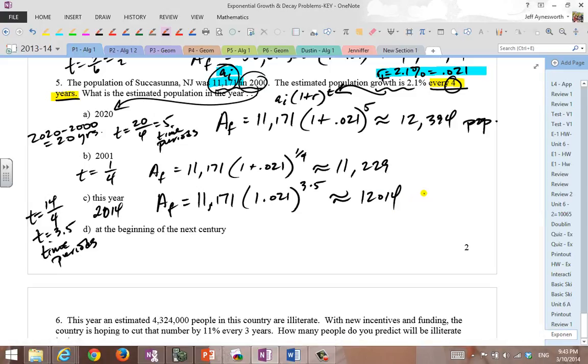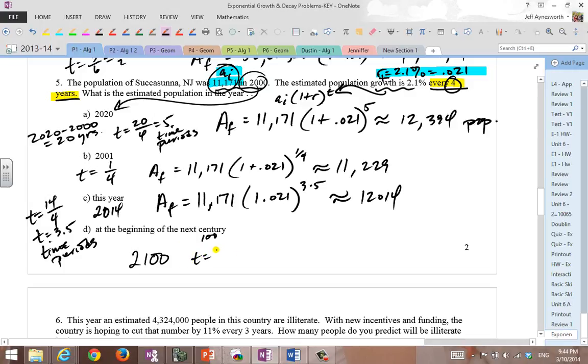Okay. Now at the next century. Centuries are every 100 years, I think. So at the beginning of the next century, 2100 here, 100 years have gone by. T here is 100 years divided by 4, or 25 time periods. So in this case, it would be 11,171 times 1.021 raised to the 25 power, because there's 25 intervals in 100 years.